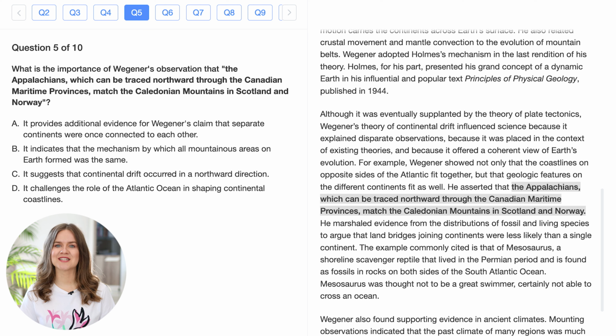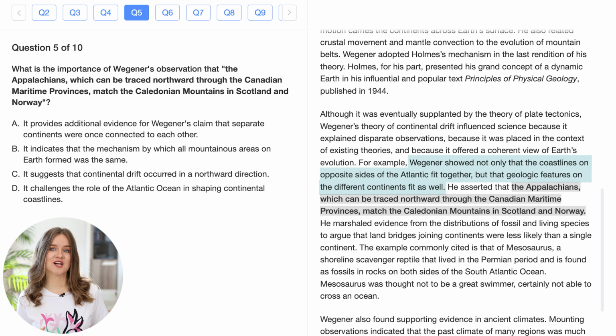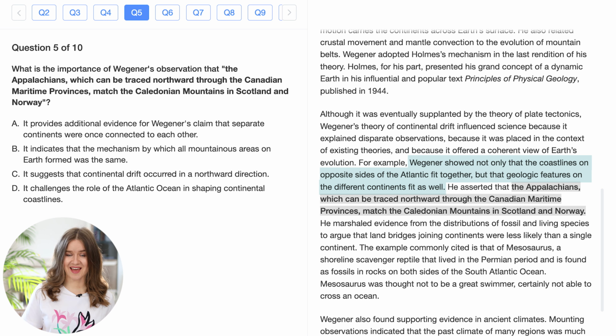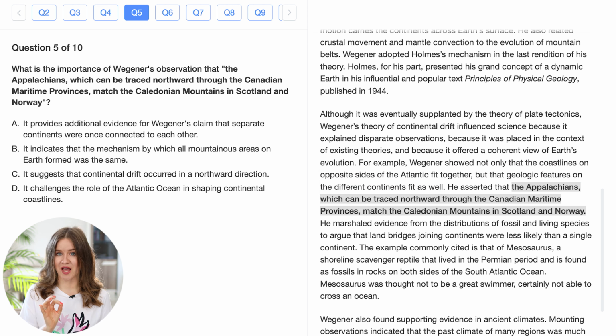The phrase in bold contains many details, including different names. This suggests that it probably illustrates something. It's an example of a point mentioned earlier in the text. Let's look at the sentence before the highlighted phrase. We learn that Wegener showed not only that the coastlines on opposite sides of the Atlantic fit together, but that geologic features on the different continents fit as well. Then the text continues with one more detail that supports this finding. This means that answer A, it provides additional evidence for Wegener's claim that separate continents were once connected to each other is correct.